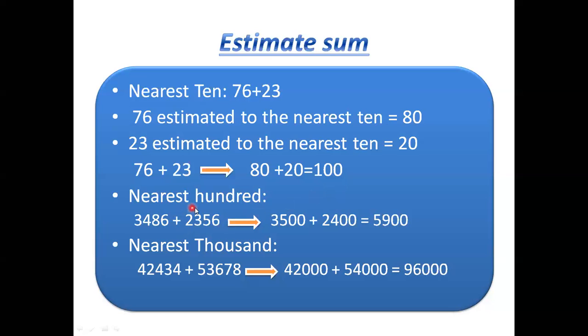100. Now we are going to estimate to the nearest 100. Nearest 100 means which place value do we have to check? Very good. Tens. So 3486 is rounded to the nearest 100 as 3500. 2356. Check the tens digit. What do we have? 5. It means we have to increase the hundreds digit by 1, the right side numbers should be replaced by 0, and the left side numbers we keep as they are. So 2400. Then we have to sum these up. This is an example for the nearest 1000.